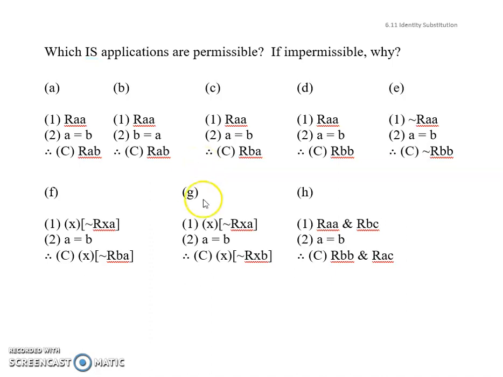Now, each of these allegedly involves a legitimate use of identity substitution, and the question for us is, are these alleged uses of identity substitution in fact legitimate, permissible, or impermissible? Okay, so pause now, run through these, and we'll come back and do them together. Which of these are permissible and which of these are impermissible?